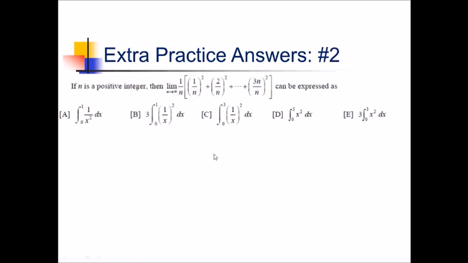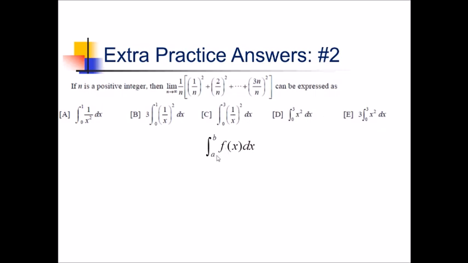For this problem, I'm trying to take this weird limit summation kind of form and express it as one of these integrals. So I'm trying to put this in the form integral from a to b of f of x dx, essentially. So I need to pick out my lower and upper limits of integration along with the function. Clearly something is being squared, but is it a 1 over x or is it an x? So we'll figure that out in a minute.